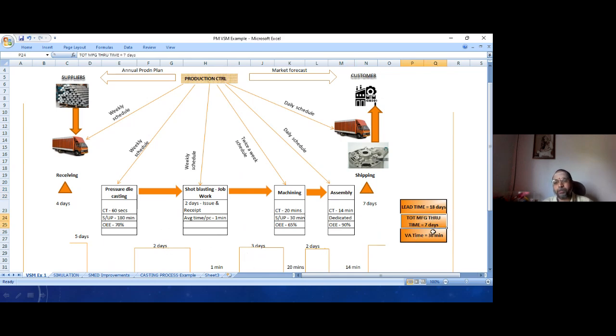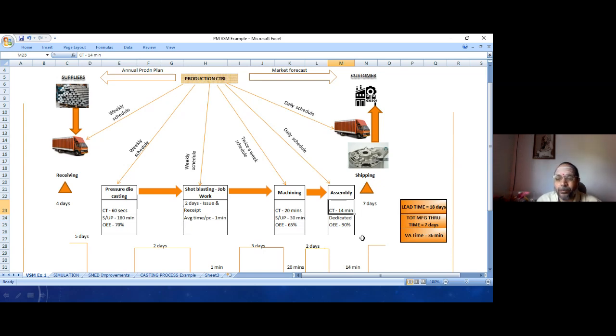But now to the important point. What is the value add time here for which the customer is actually paying you? He is paying you only for the 36 minutes. What is the 36? Which is 1 minute in casting, 1 minute in shot blasting, 20 minutes in machining, and 14 minutes in assembly.